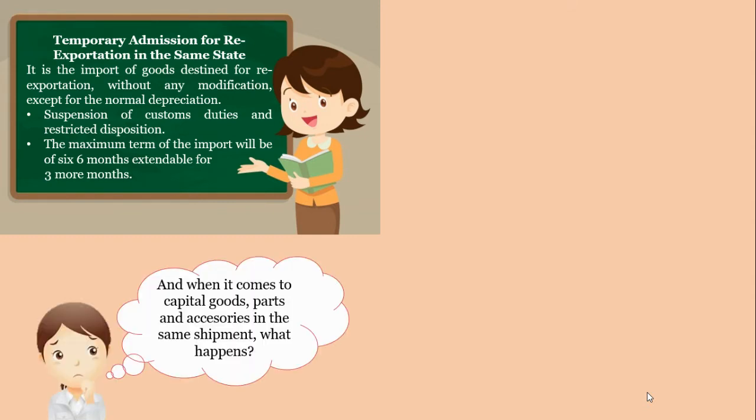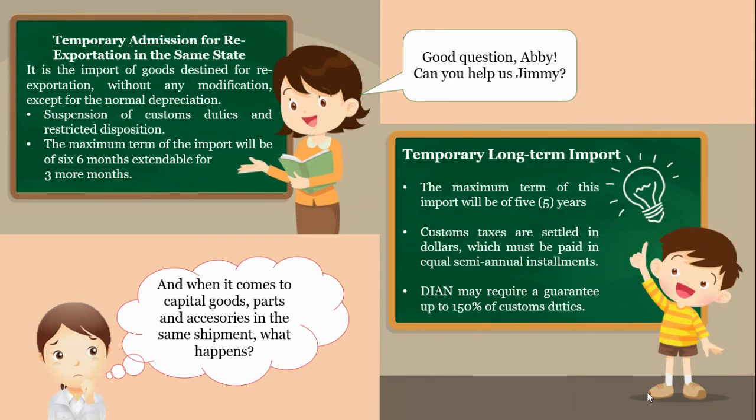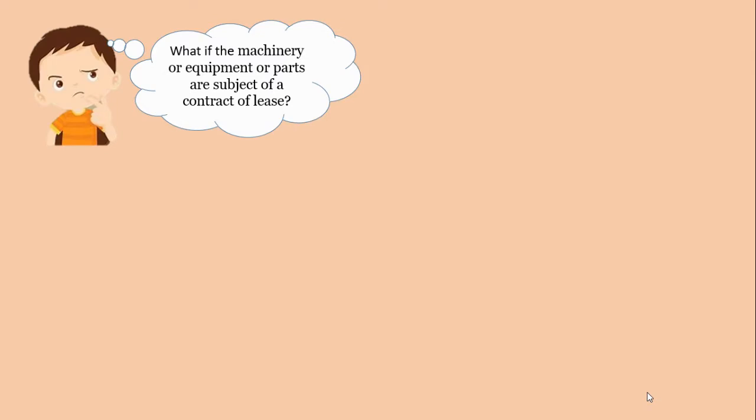And when it comes to capital goods, parts and accessories in the same shipment, what happens? Good question, Abby. Can you help us, Jimmy? Temporary long-term imports. The maximum term of this import will be for 5 years. Customs taxes are settled in dollars, which must be paid in equal semi-annual installments. The act may require a warranty up to 150% of customs duties.